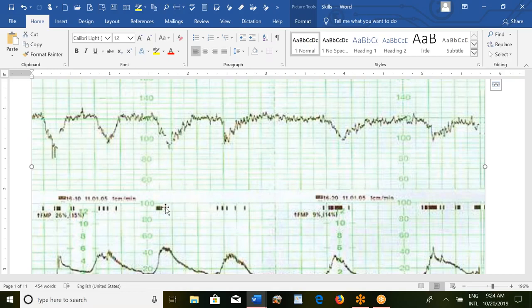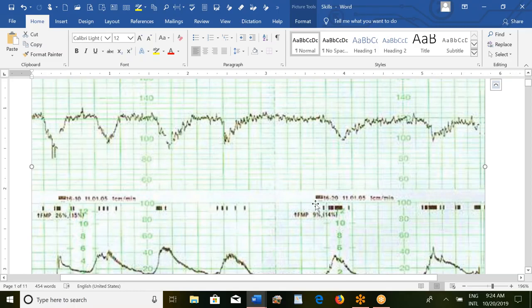So now tell me, what sort of decelerations are these? You will say that there are decelerations. What is the baseline for you? This is 120. Yes, 120, because it's in the reference range. So you can see decelerations. What sort of decelerations are these? If you look at this, yes, these are variable.